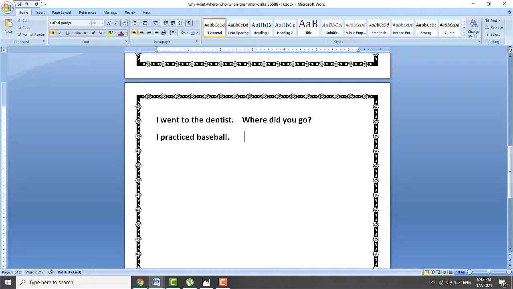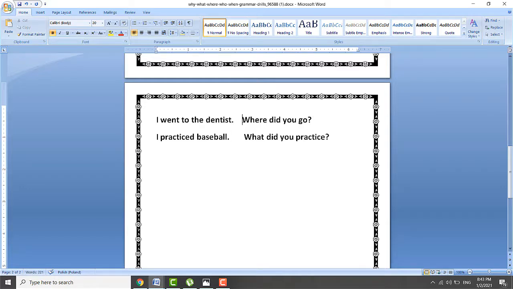So what are we talking about here? We are talking about baseball, okay? So it's a question, what? Talking about baseball. What did you... and here you know now what to do. You take practiced, but in the base form, at the infinitive. So practiced is practice, just like this. Easy. What did you do? I practiced baseball.